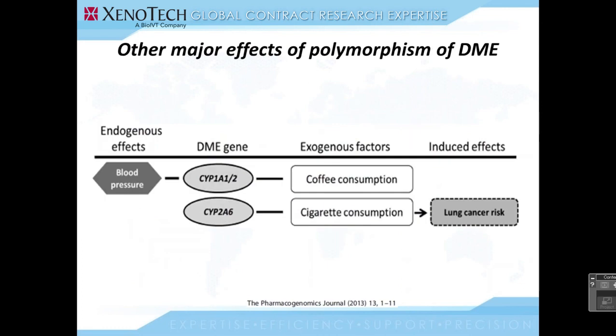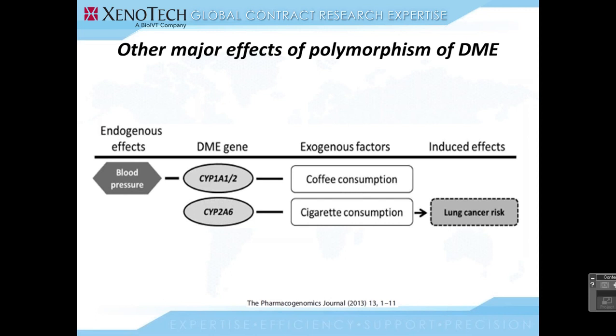Polymorphism in drug metabolizing enzymes affects health by mechanisms other than metabolizing drugs as well. CYP1A2 and CYP1A1, both metabolizing caffeine, have effect on coffee consumption and therefore population's blood pressure. Another xenobiotic, nicotine, is metabolized by CYP2A6 enzyme.